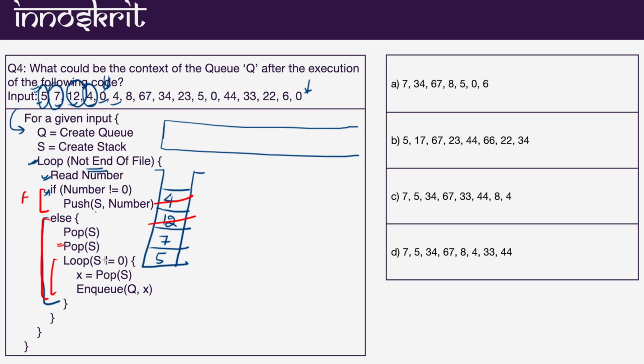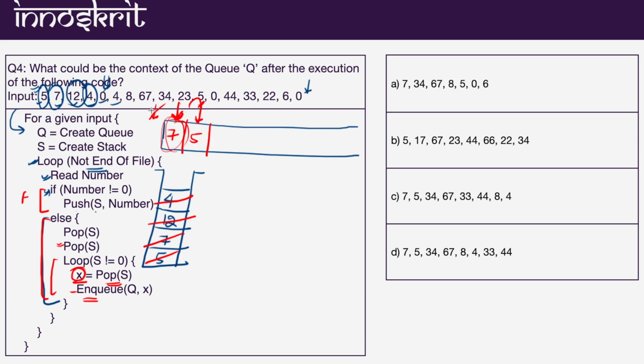So pop it, store it into a variable X, and then enqueue it into the Q. So we'll pop 7. 7 will come to this X variable and then we'll enqueue this 7. The pointer will be here, it will get incremented, and 7 will be enqueued. Now again 5 will be popped, and the pointer was at 7, so it will first increment and then 5 will be enqueued.